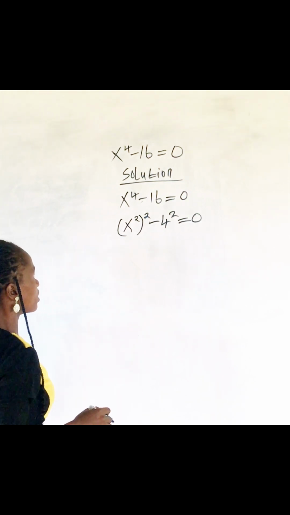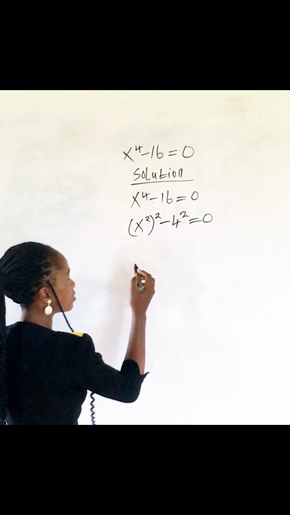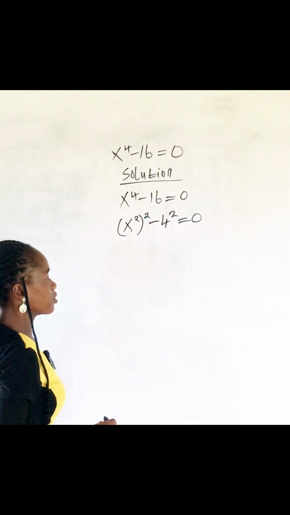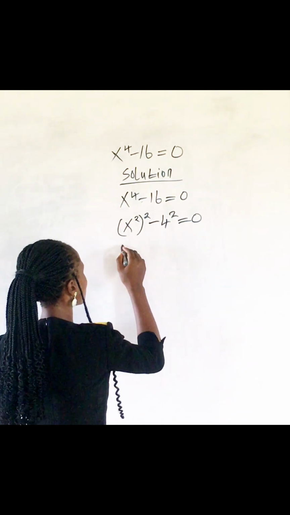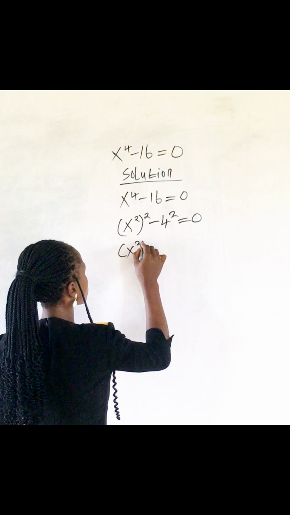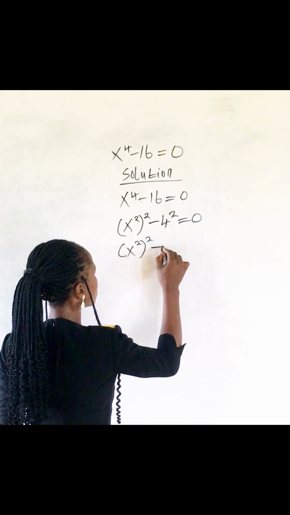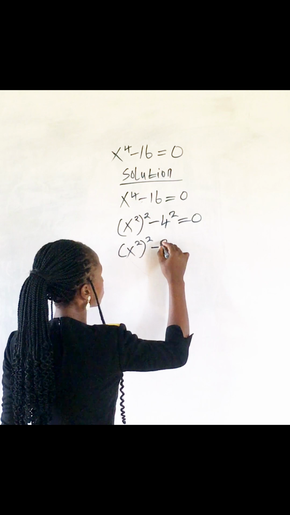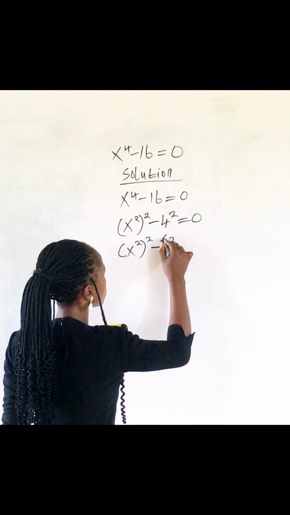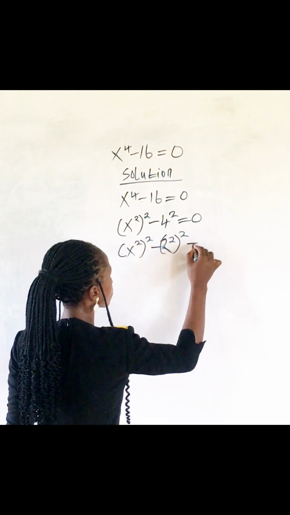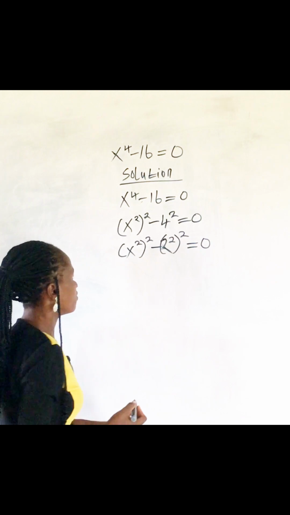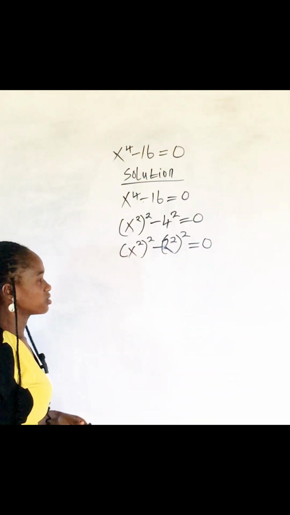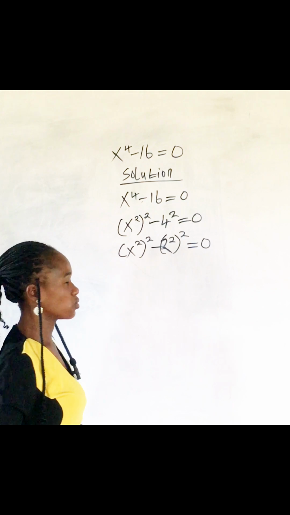Another way we can also break this down is to see that 4 can still be broken down as 2 squared, so you can have it as x raised to the power 2, squared, minus 2 raised to the power 2, all squared, which equals 0. And if you look at this, it is similar to a rule called difference of two squares.